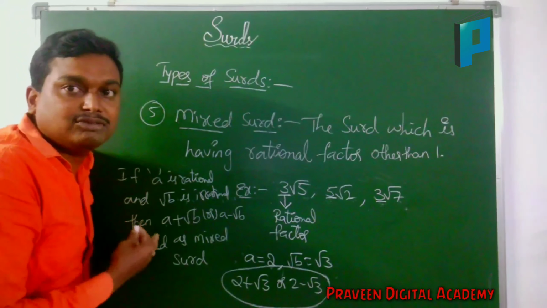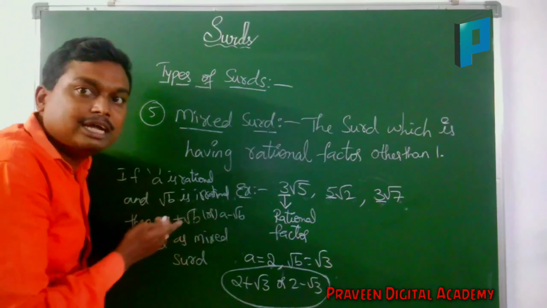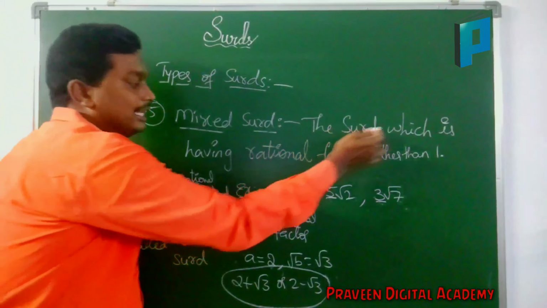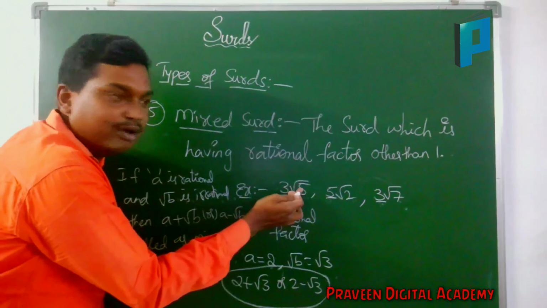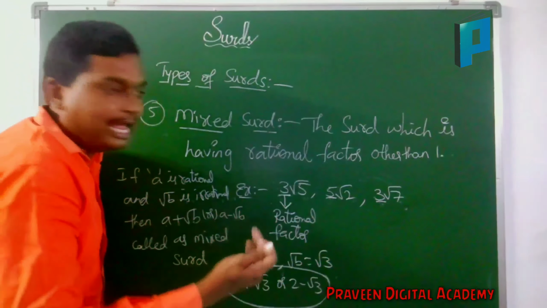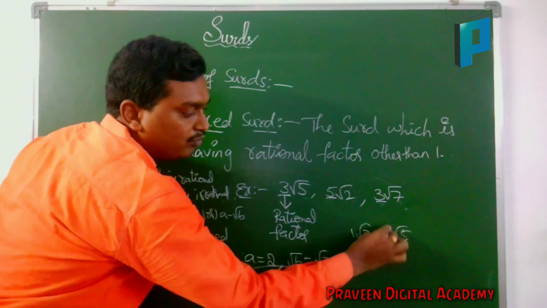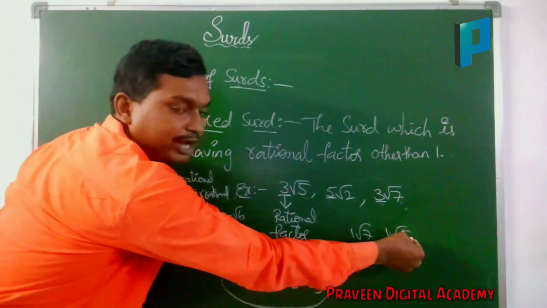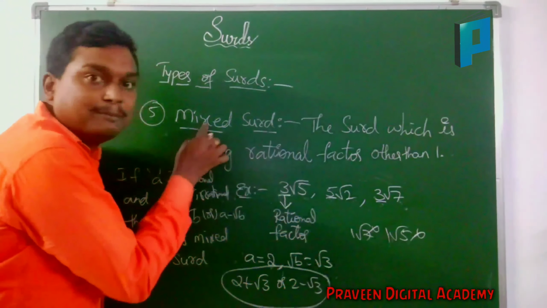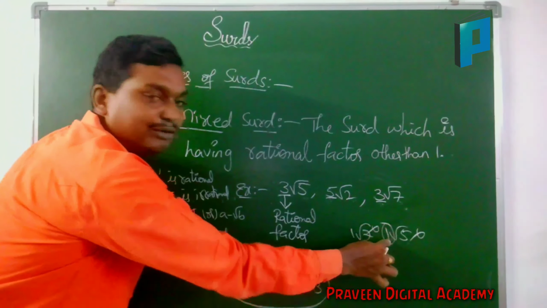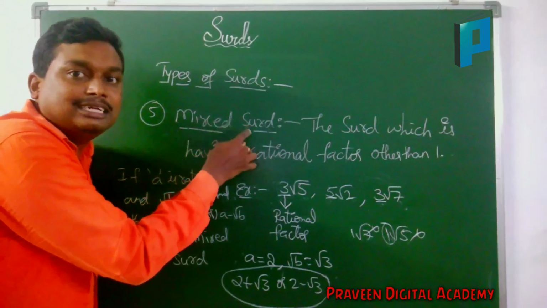There are two definitions for this mixed surd. If it is in the form of a plus root b or a minus root b, that is also a mixed surd. If the surd has a rational factor other than 1, here if you are having 3 root 5, 5 root 2, 3 root 7, except 1 root 7 or 1 root 5. If you are having root 5, what is the rational factor? 1 into root 5 only. Like this we will not get it. Here 1 root 7 or 1 root 5 will not come in the mixed surd. Other than 1 you should have in the rational factor. Then such type of things will come in the mixed surd.